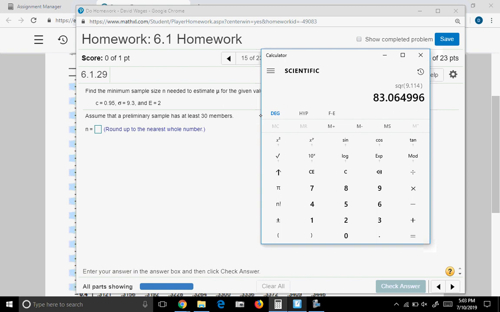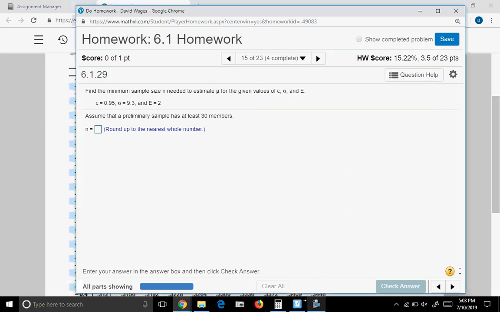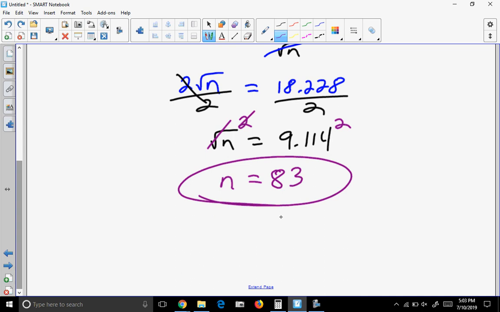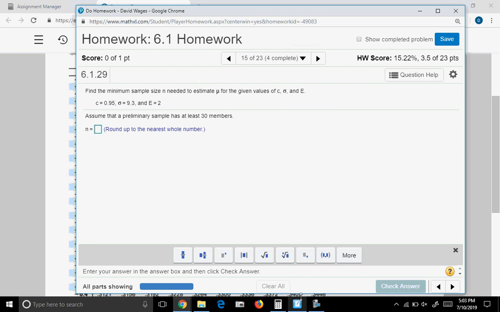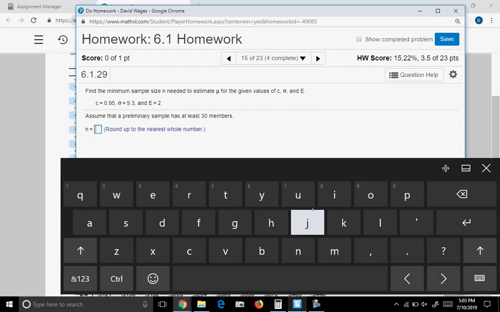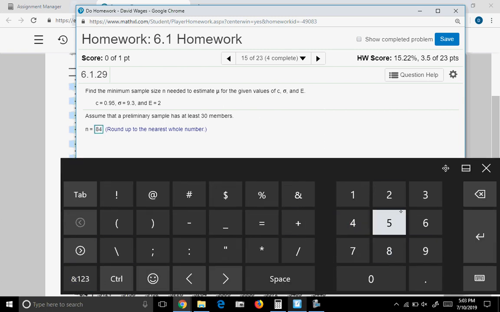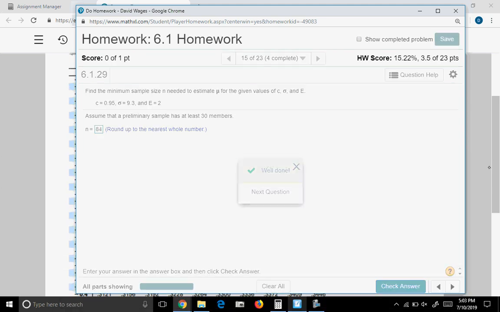Notice they also give us a clue here. We want to round up to the nearest whole number. Our sample size has to be an integer value, a whole number. So to make sure that we have at least this many, then we're going to use the value 84 for the size of the sample that we need. So we need a sample size of 84.